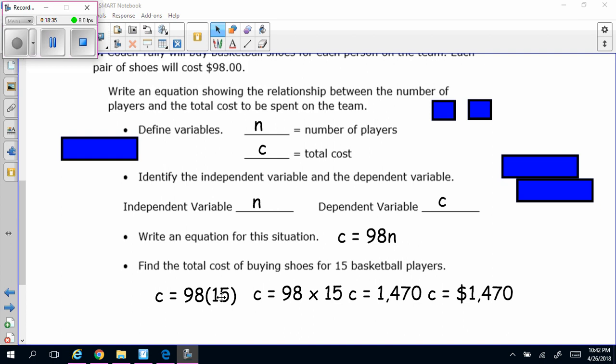Now, what should have happened here is that we're plugging in 15. We plug that in. Now, whenever you see this right here, 98 attached to the end, a coefficient on the variable, you know the operation is multiplication. And that's the same thing here. So we're doing 98 times 15. So $98 for 15 players is going to give us 1,470. And in this situation, C represents the cost. So it's $1,470. So if you haven't already written this down, go ahead. I'll pause the video.